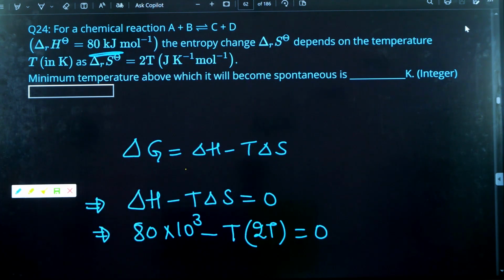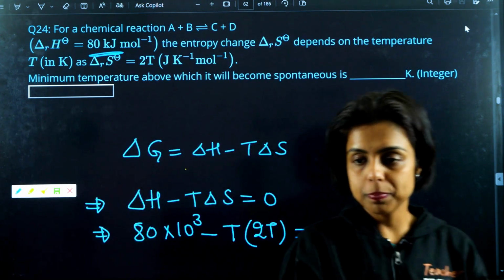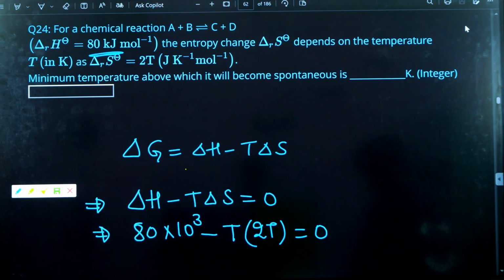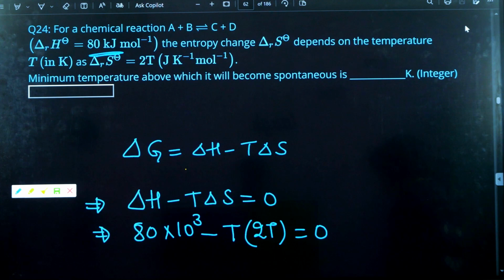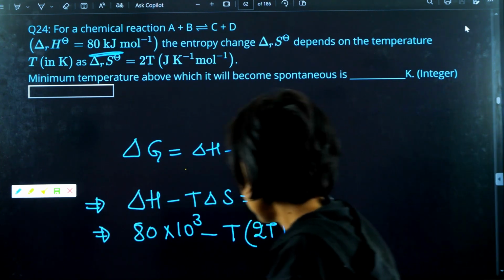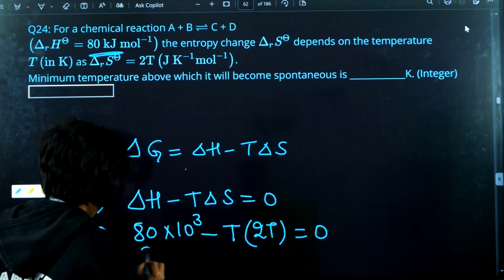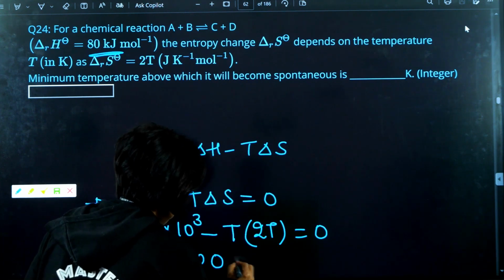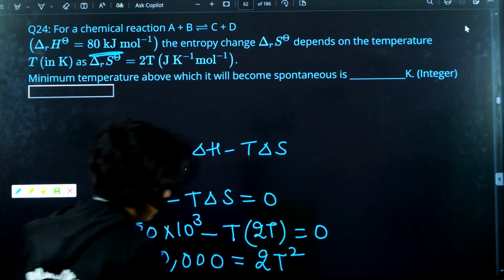You can see. Yes. Done. Perfecto. So please take care of the units. This is the only thing that you can go wrong with, the units. Yes. So just make sure that you are writing the correct units, guys. So the same equation, delta G is equal to delta H minus T delta S. Right? Perfecto. So it will be 2T square. 80,000 is equal to 2T square.